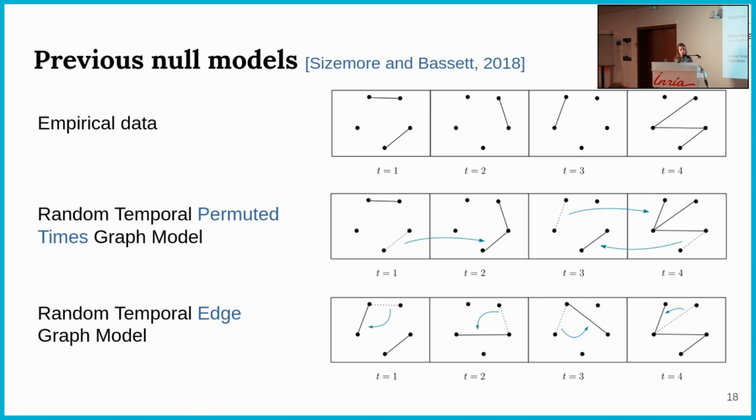In the literature, some null models for brain data were already proposed, and these two models were introduced by Sizemore and Bassett, and they were constructed starting from the empirical data. Both of these models permute some aspect of the data: the random temporal permuted time graph model permutes the time at which each edge occurs, and instead the random temporal edge graph model permutes one end of each edge within the same snapshot.